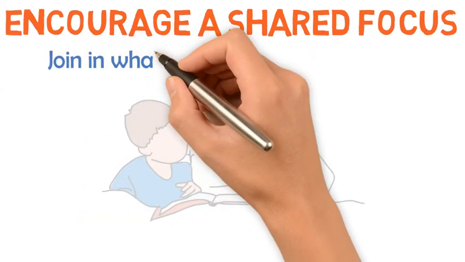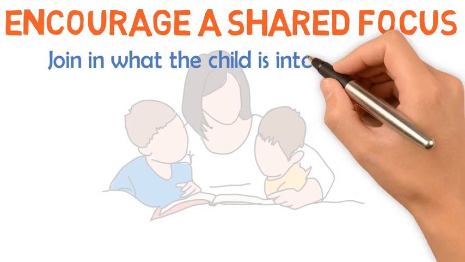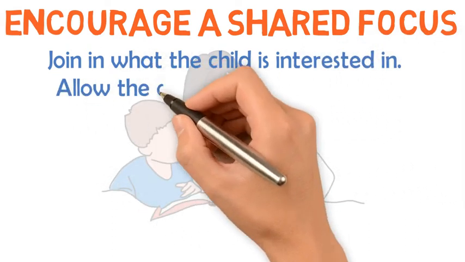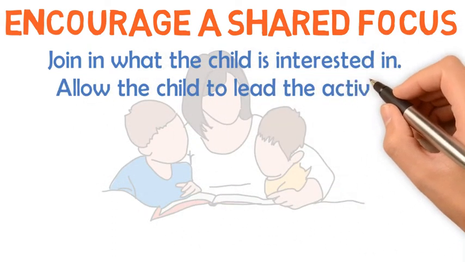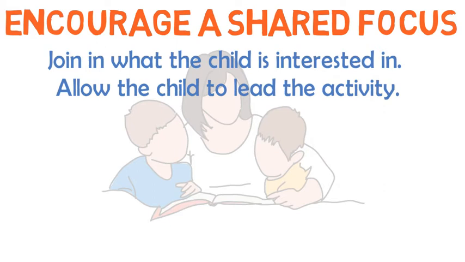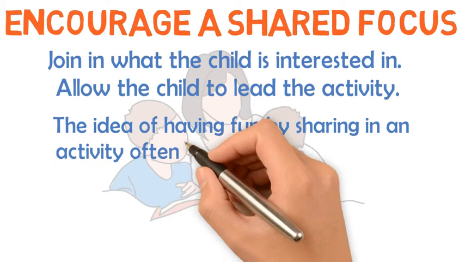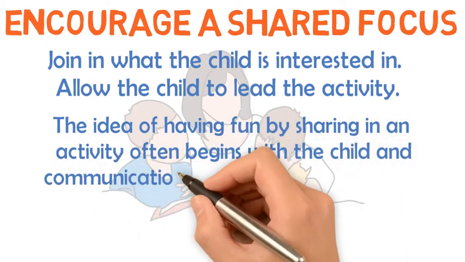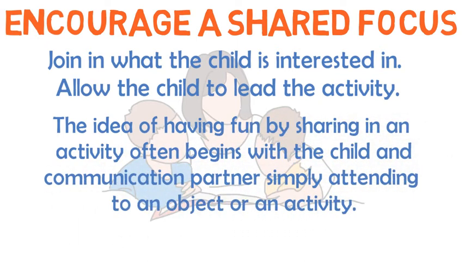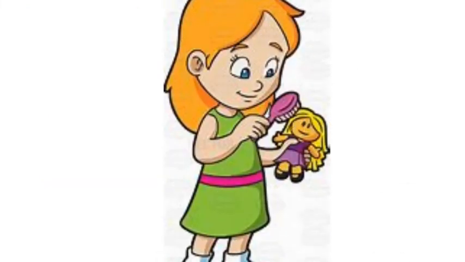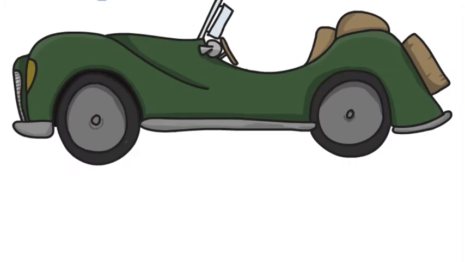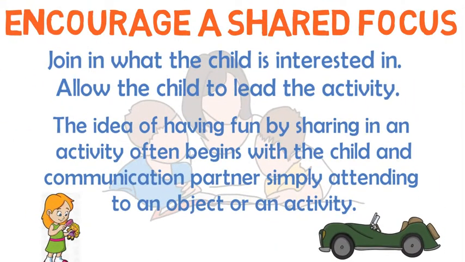Encourage a shared focus. Join in what the child is interested in. Allow the child to lead the activity. Communication is most likely to happen when the child is motivated by the activity. The idea of having fun by sharing in an activity often begins with the child and the communication partner simply attending to an object or an activity. Shared activities might involve combing a doll's hair, playing with cars, or looking at a book together.